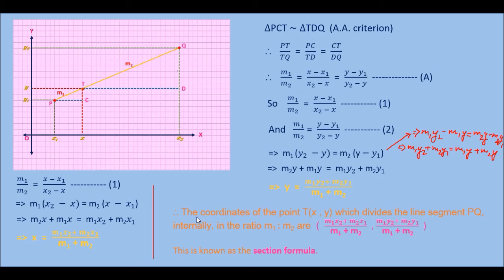Okay. So the coordinates of the point T, that is this point, the coordinates are x comma y, and we are having the values of x and y, which divides the line segment PQ internally in the ratio of m1 is to m2. In place of x we are writing m1 x2 plus m2 x1 by m1 plus m2. Comma, in place of y we are writing m1 y2 plus m2 y1 divided by m1 plus m2. This is known as the section formula.